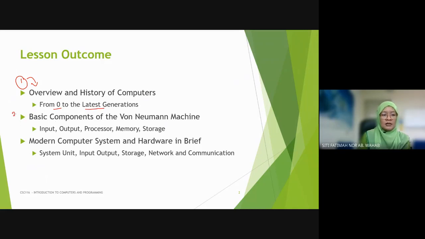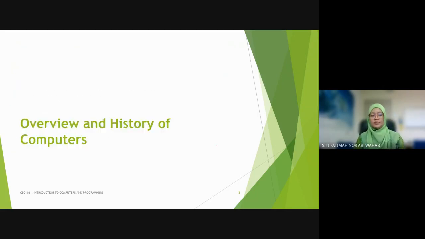And then second, you must be able to explain the basic components of the von Neumann machine: the input, output, processor, memory, and the storage. And lastly, you must be able to explain the modern computer system and hardware in brief: the system unit, input, output, storage, network, and communication.